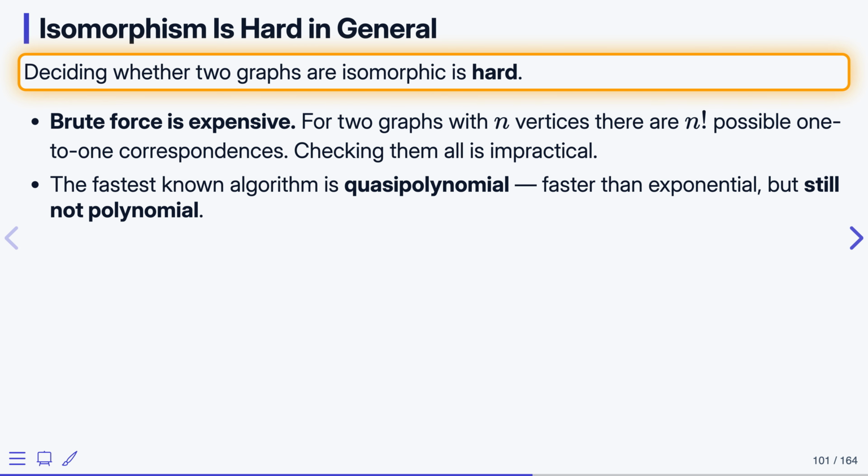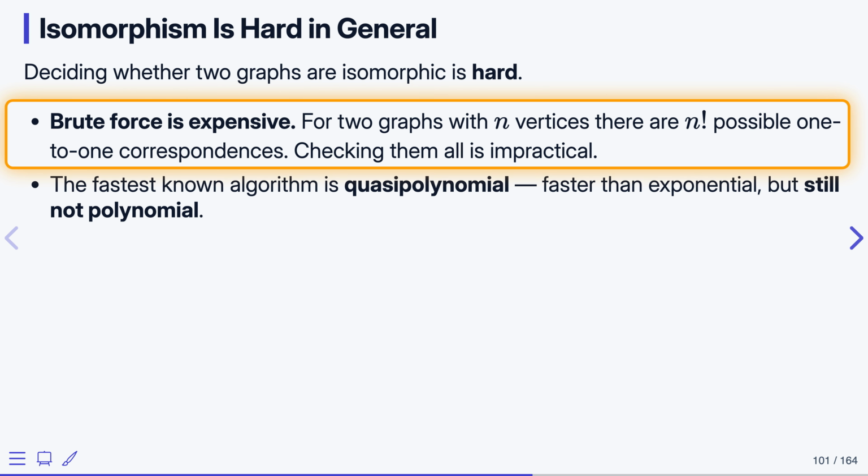Deciding if two graphs are isomorphic is hard. Let's see why. Suppose each graph has n vertices. Then there are n factorial ways to match the vertices of one graph to the vertices of the other. For 10 vertices, that is already more than 3 million. Trying every match one by one is called brute force, and it is far too slow.